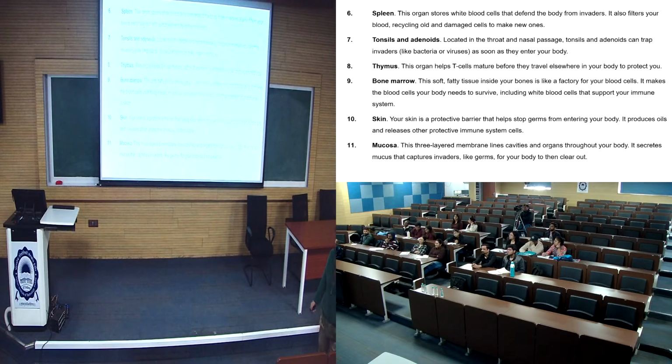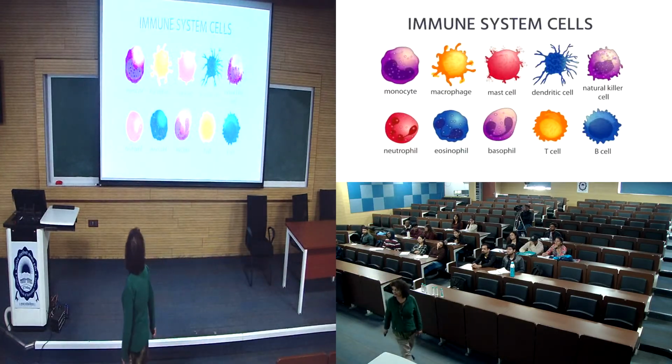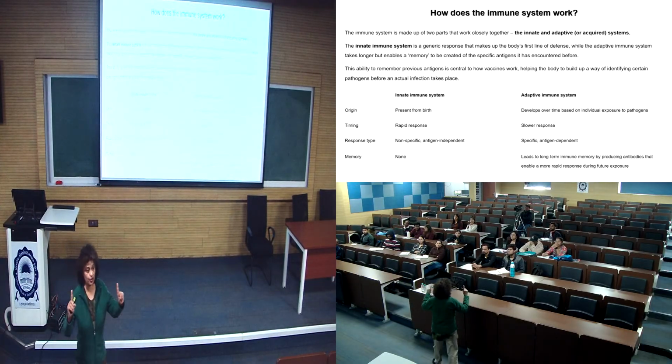Okay. The thymus is the one which helps T cells mature. That's why they get the name T cells. It's right here, the thymus. Bone marrow, we know. Bone marrow is the one which makes all these immune cells. Skin and mucosa, you know how they are protective. So these are some of the cells which are listed here. These are immune cells.